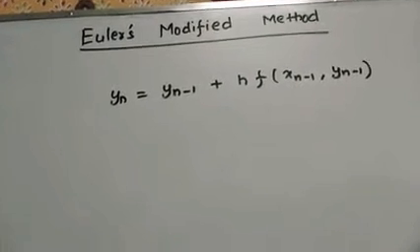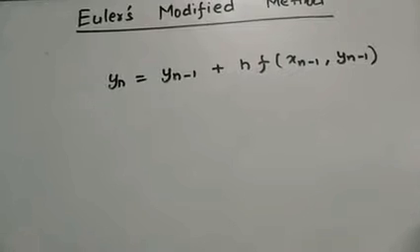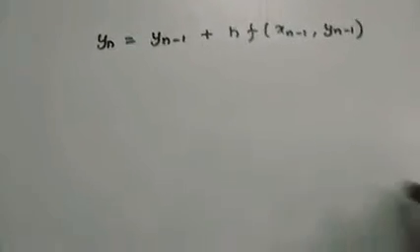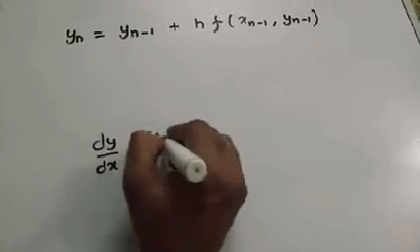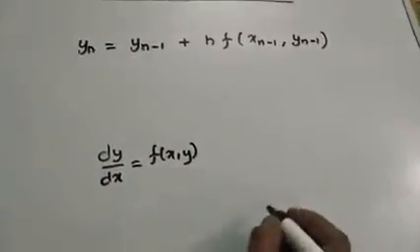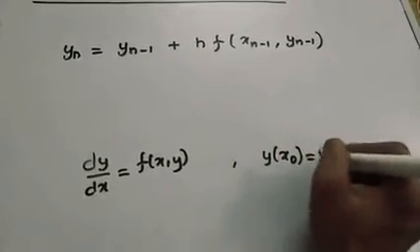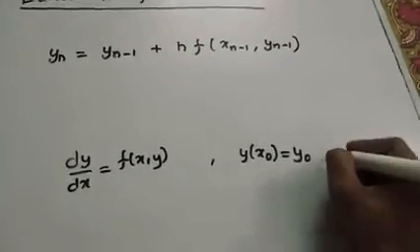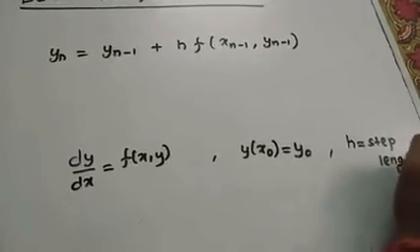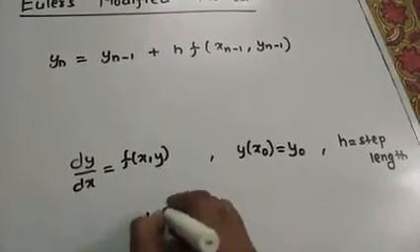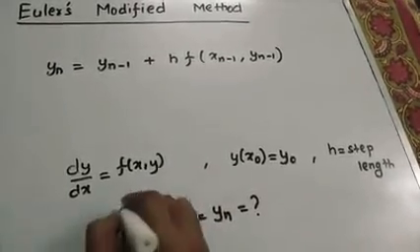Here also we have to find the y value for some fixed x value. A differential equation will be provided to you, similar to the previous one: dy by dx equals f of x comma y, with the initial condition y of x0 equals y0, and a step length. Then you have to find y of xn, that is yn. This is what we have to find.